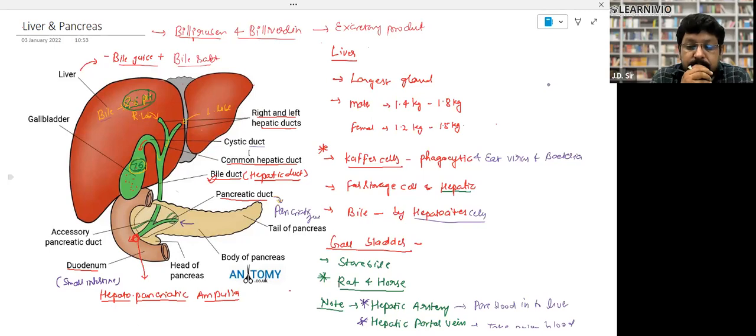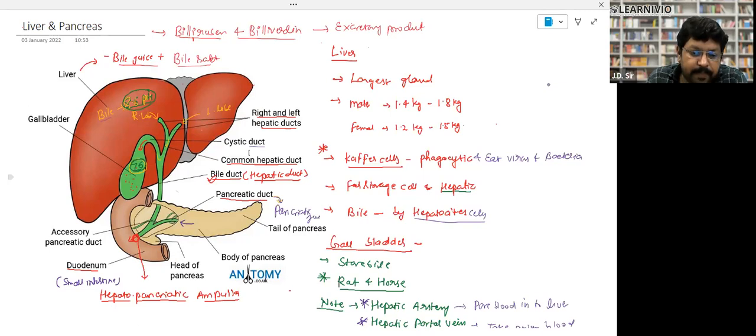Gallbladder, simple. Gallbladder itself does not secrete any enzyme, rather it stores bile juice. Full stop.